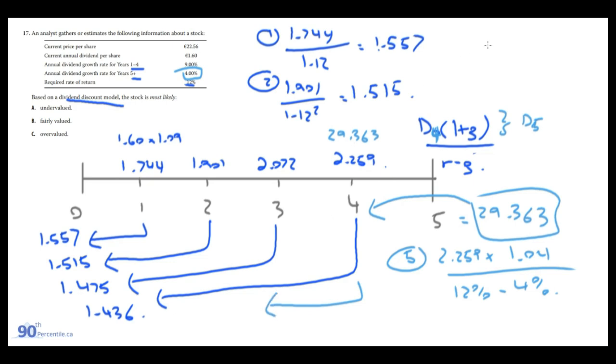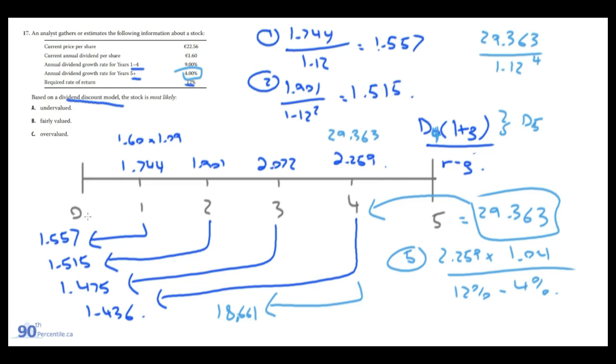So if we do this, it would be the 29.363 over 1.12 to the power of 4, because 4 years, right? And we get a value of 18.661. So kind of messy. There's a lot of steps here. I hope the visual helped.